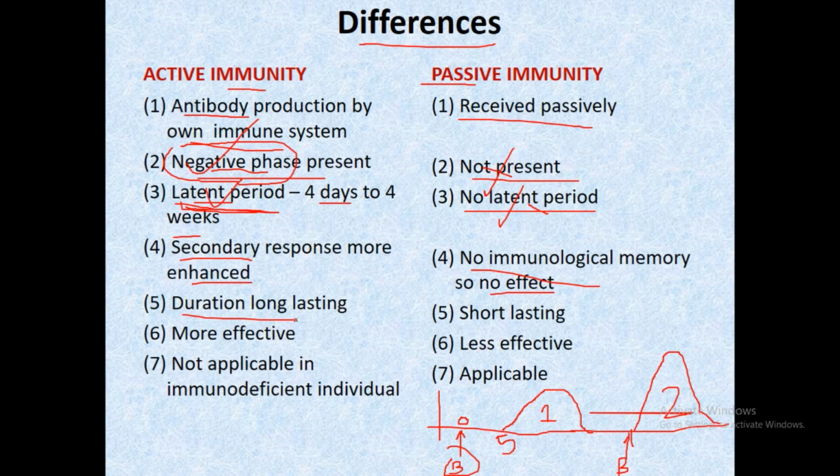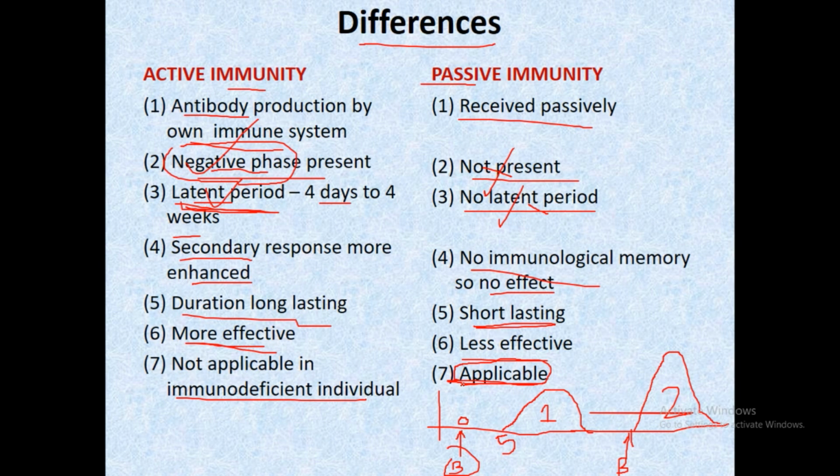Active immunity duration is long lasting, whereas passive immunity duration is short lasting. Active immunity is more effective because it is our own immune system which produces the immune response. But passive immunity is less effective because the person receives immunity passively. Active immunity is not applicable in immunodeficient individuals, but passive immunity is applicable in immunodeficient individuals, for example, patients with HIV virus infection.